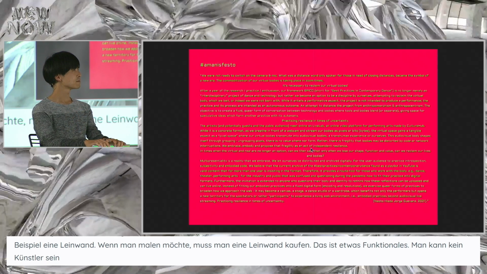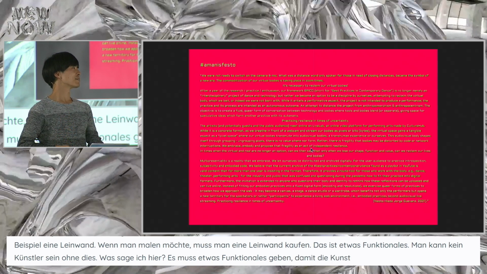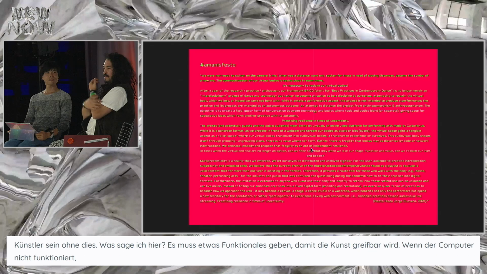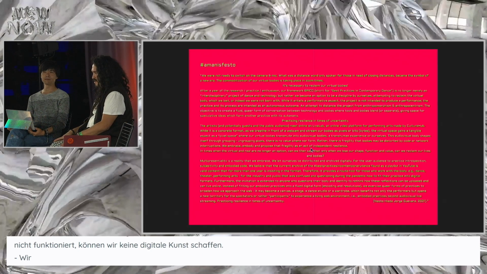If the computer is not working, then we cannot do digital art, even if you say that we do whatever crazy stuff. We are bodies. This is flesh, so we don't live in metaphysics. This is for real. Unfortunately, so far.